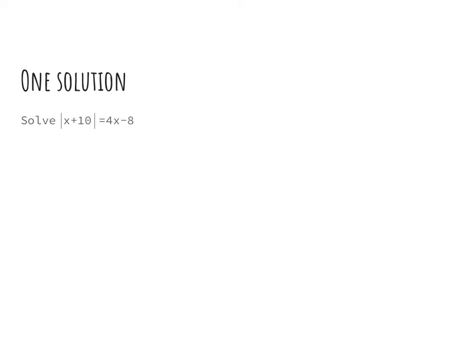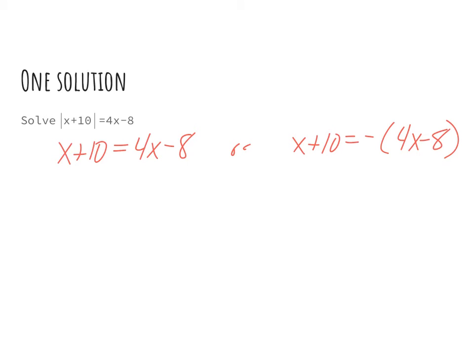It also could happen that we only get one answer, and that one is going to look a little different. So the absolute value of x plus 10 is equal to 4x minus 8. We're going to do the same thing that we did before. The absolute value is by itself, so I'm going to take what's inside the absolute value and set it equal to the positive of the right. And I'm going to take that and set it equal to the negative, just like if it was a normal number. So on this second equation, I've got to distribute the negative, giving me negative 4x plus 8.